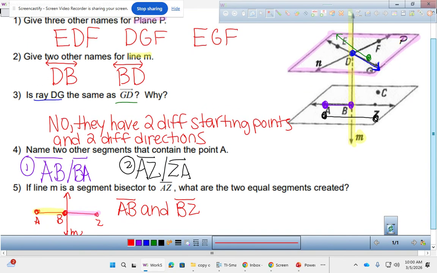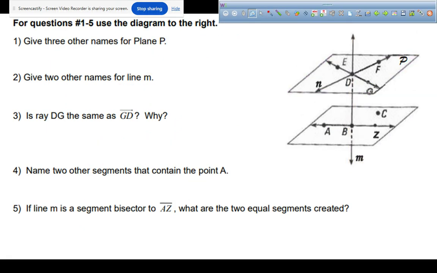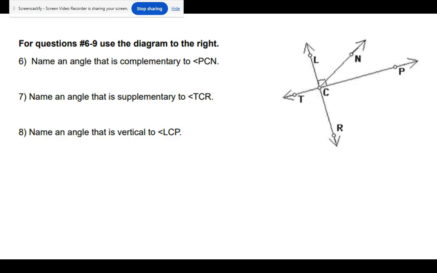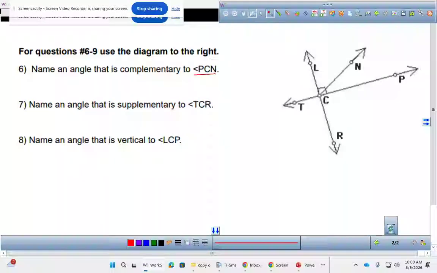So this is review from the beginning vocabulary. For questions 6 through 9, use the diagram at the right. So the first thing that we're working with is angle PCN. So I'm going to just trace the letters in that order. PCN is this slice, okay?